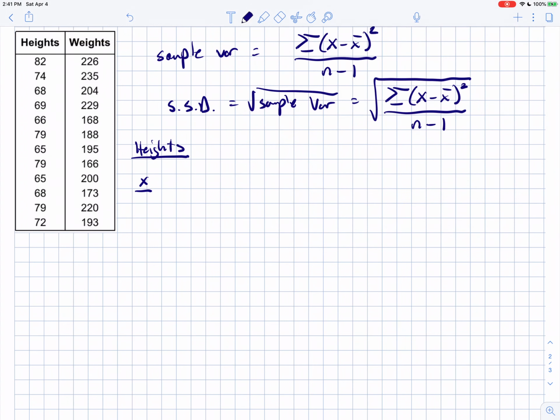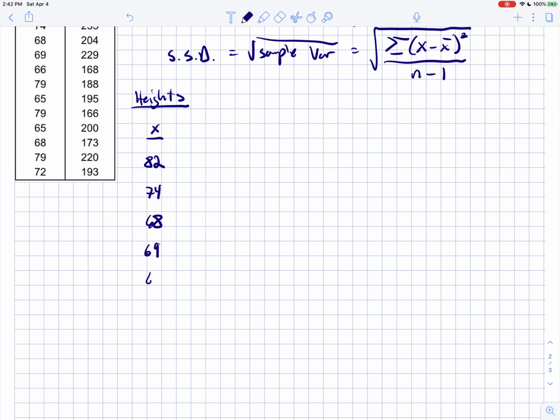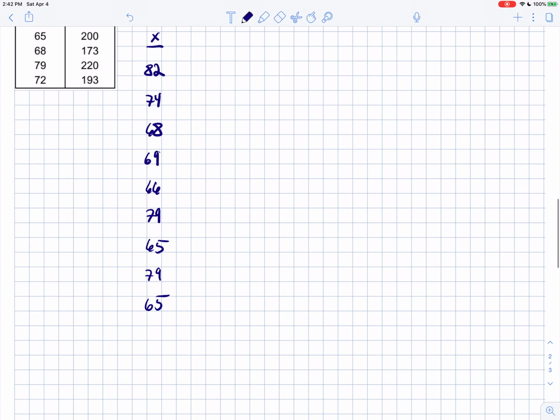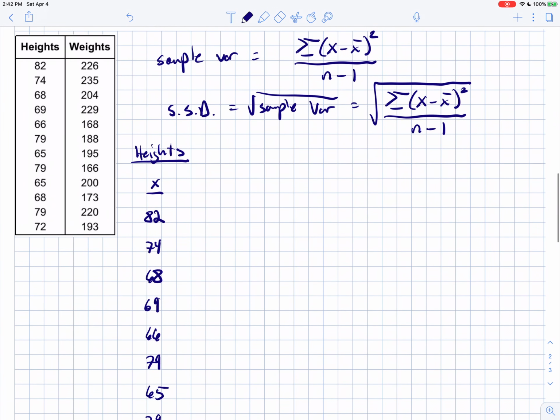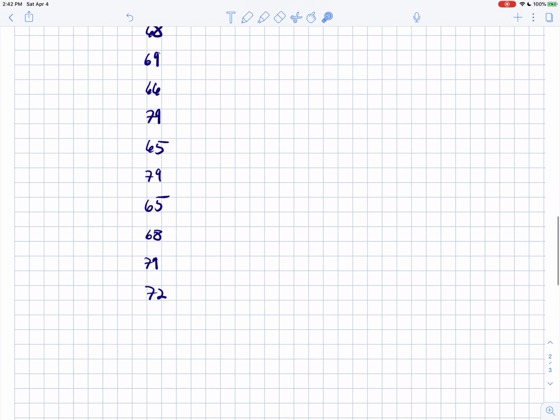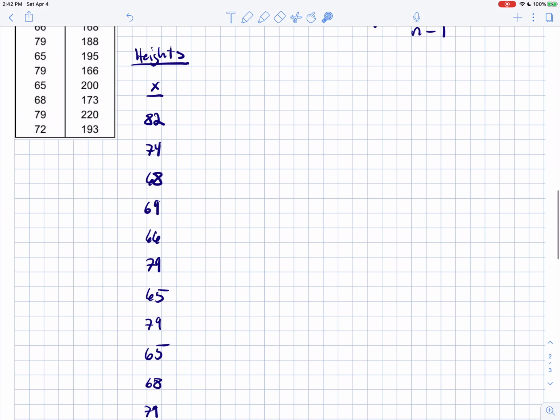Let me get some graph paper. Okay. So then we have what? 82, 74, 68, 69, 66, 79, 66, 79, 65, 79, 65, 68, 79, 68, 79, and 72. Let me count: 2, 4, 6, 8, 10, 12.